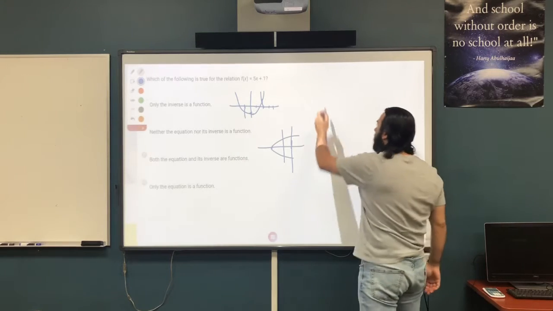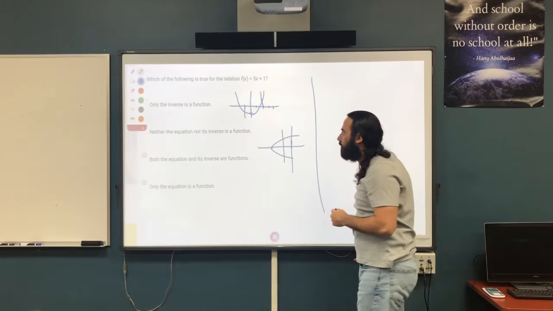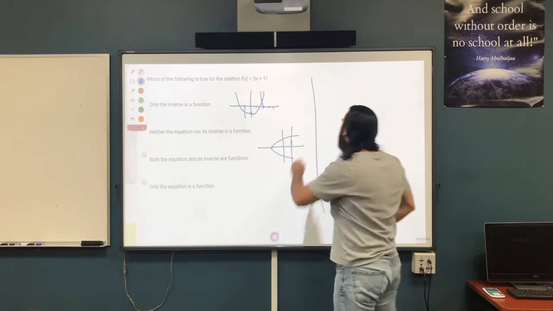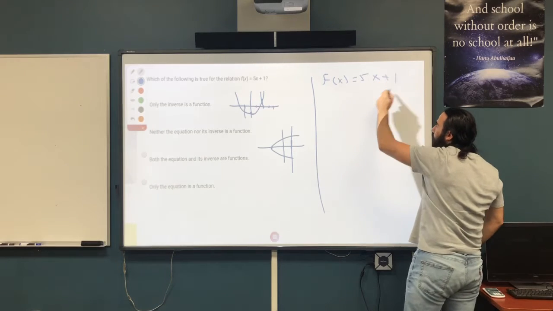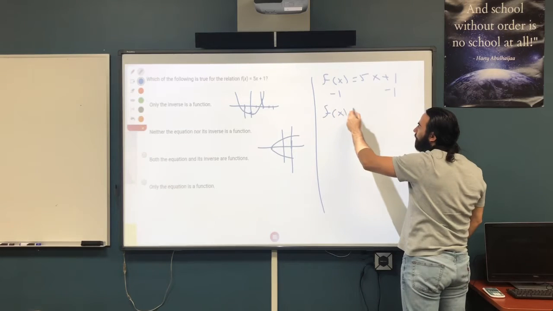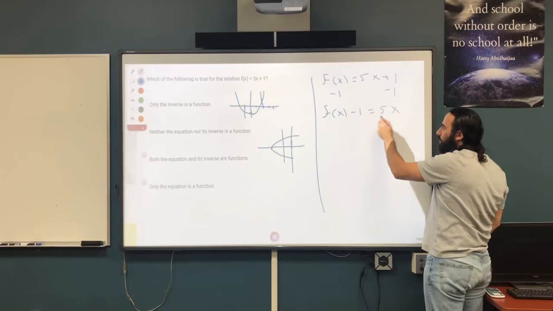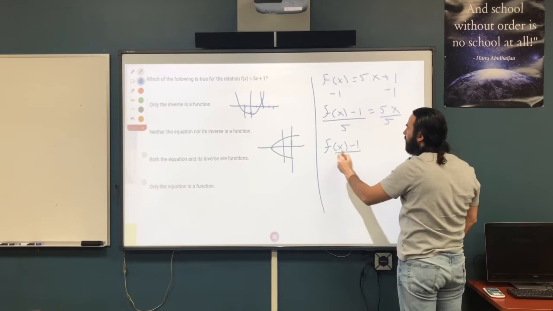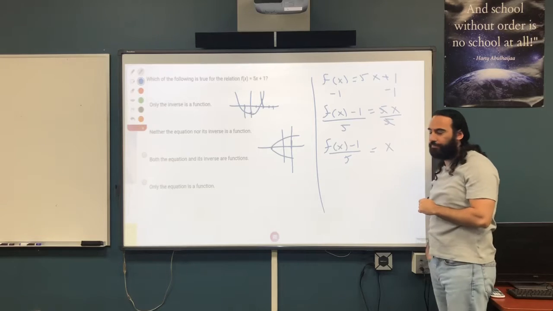So let's try and solve the inverse. We need to find first the inverse function. How do you find the inverse function? Two steps. The first step, you need to isolate x. So we have the function f(x) equals 5x plus 1. We need to isolate x, so we subtract 1 from both sides. So f(x) minus 1 equals 5x. And now we need to divide both sides by 5. So (f(x) minus 1) divided by 5 equals x, because the 5 cancels out with the 5.